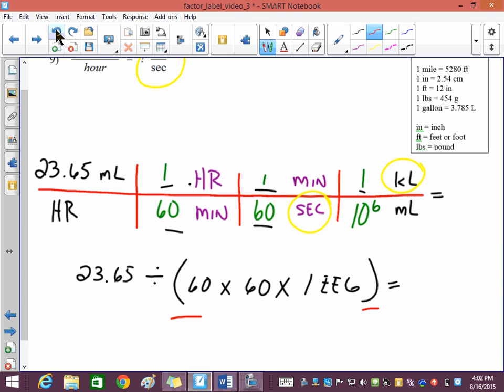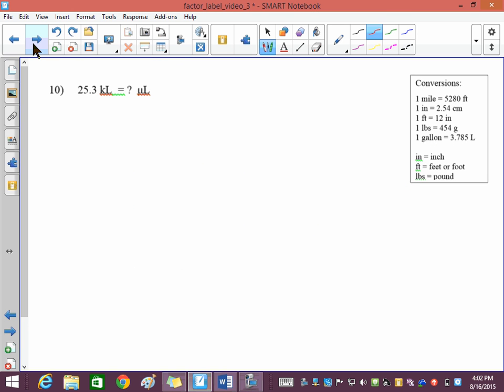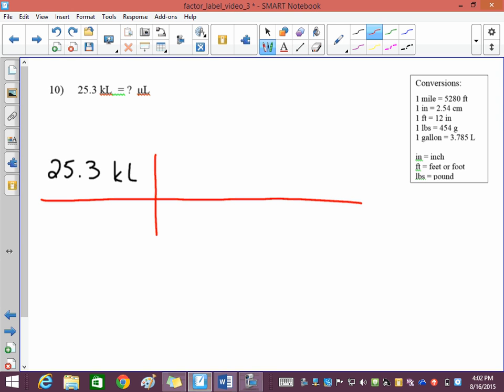And when I do this calculation, I get 6.57 times 10 to the negative 9 kiloliters per second. Okay. Last but not least, that's a fun little metric to metric. So let's start off with what we know. 25.3 kiloliters. Yeah, kiloliters probably the best on that one.